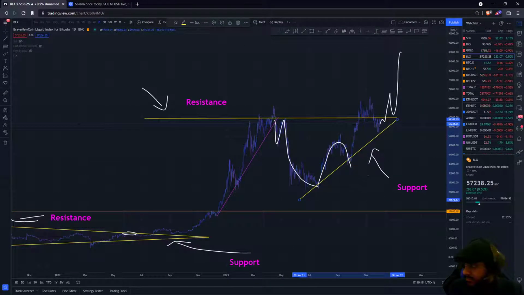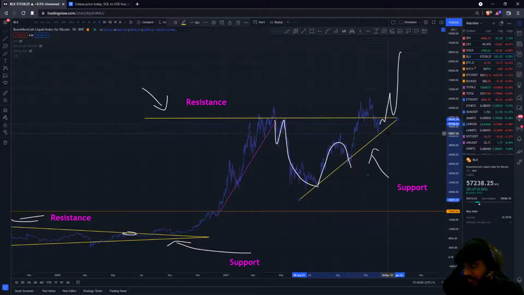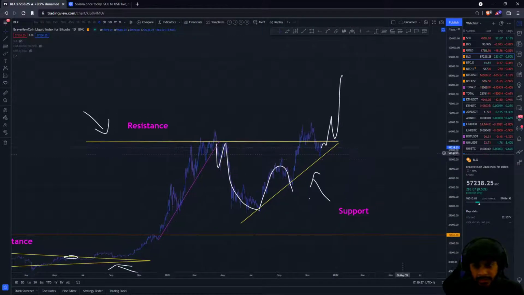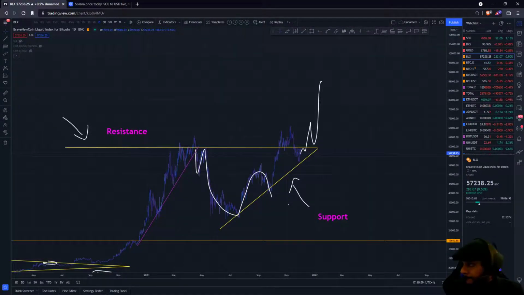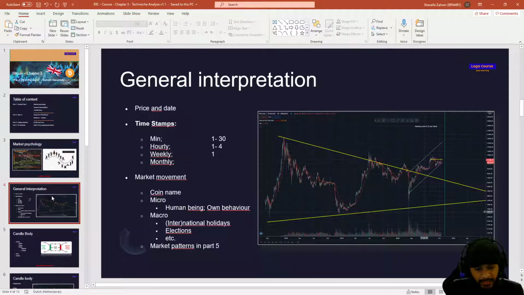This is what happens if you don't know what's happening with the market cycle. You're just gonna become fearful if things tend to correct. So this is basically the basics of how to read a chart.